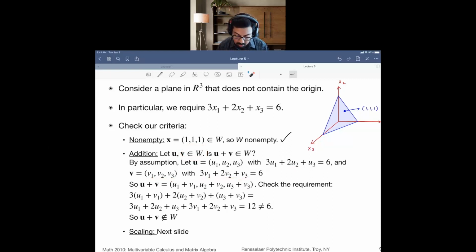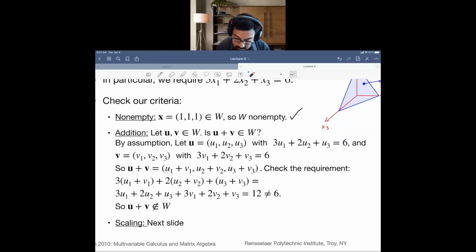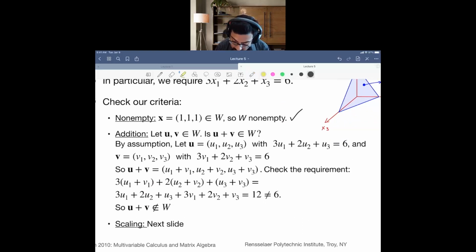Now let's check U plus V. Question is, is that result going to belong to W or not? Does that result satisfy this or not? Let's check. U plus V, I have got what? I need to add this guy to this guy, and similarly this guy to this guy, and so on, right? So I've got U1 plus V1, U2 plus V2, U3 plus V3.